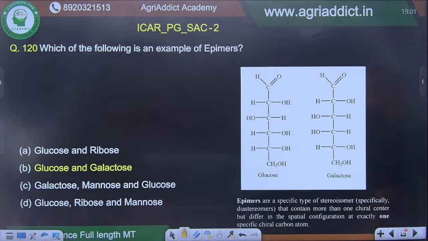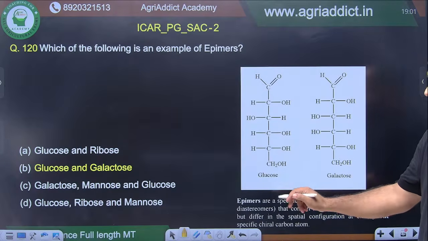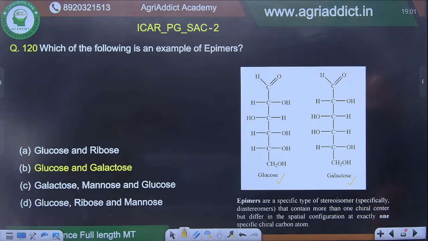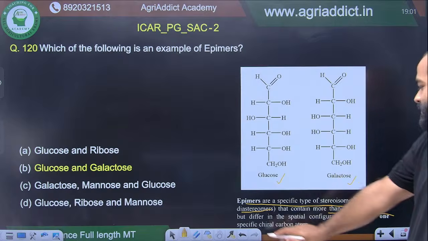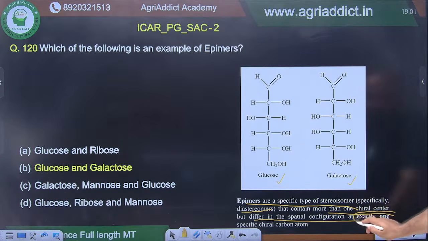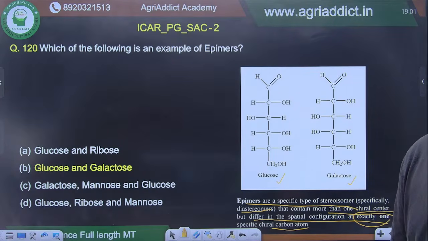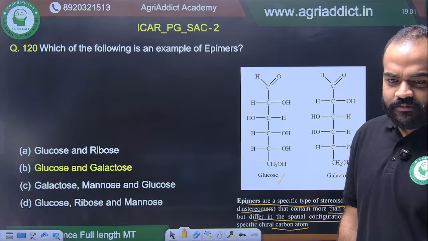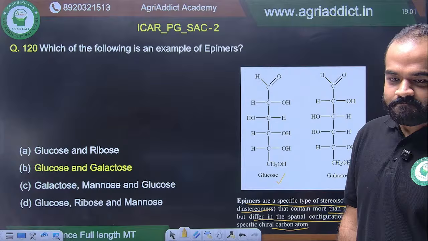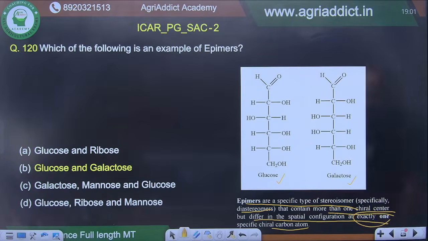Now what an epimer is, I have brought that for you too. This is the structure of glucose. This is the structure of galactose. Epimers are a specific type of stereoisomer, also called diastereoisomers, that contain more than one chiral center but differ in the spatial configuration at exactly one specific chiral carbon atom. Now you will ask what a chiral carbon is. Can anyone tell?